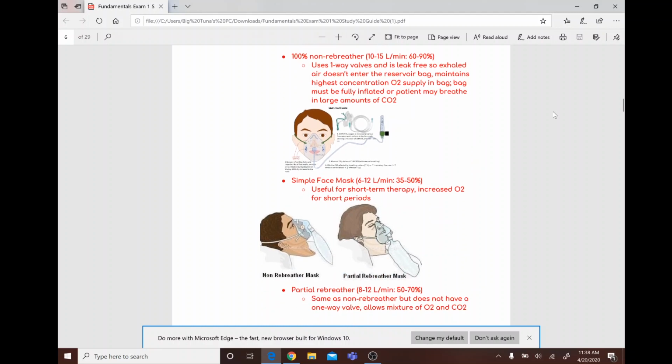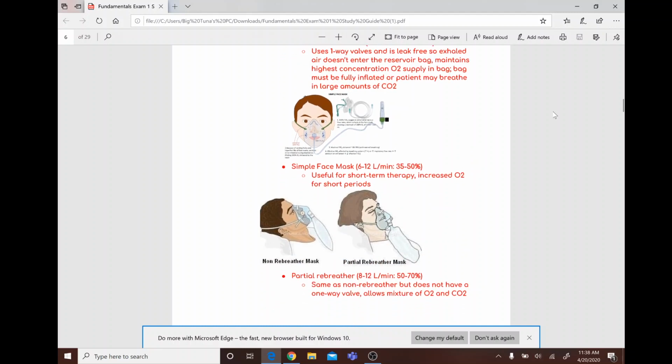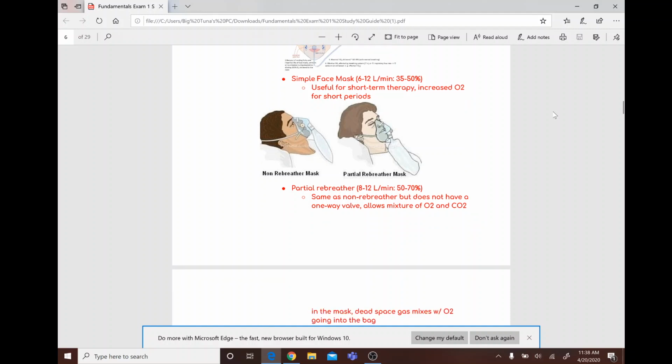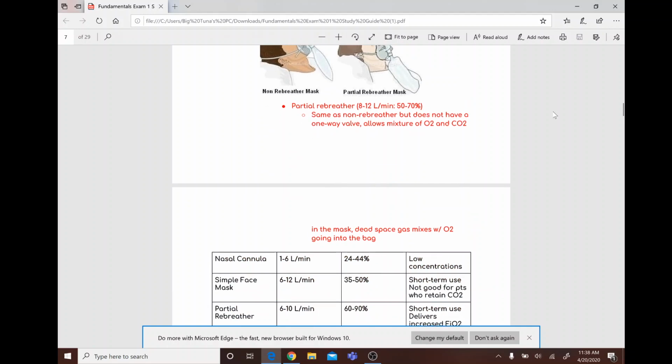Simple face mask. How many liters per minute? 6 to 12 liters per minute. At what percentage? 35 to 50%. Partial rebreather. How many liters per minute? 8 to 12 liters per minute. At what percentage? 50 to 70%.